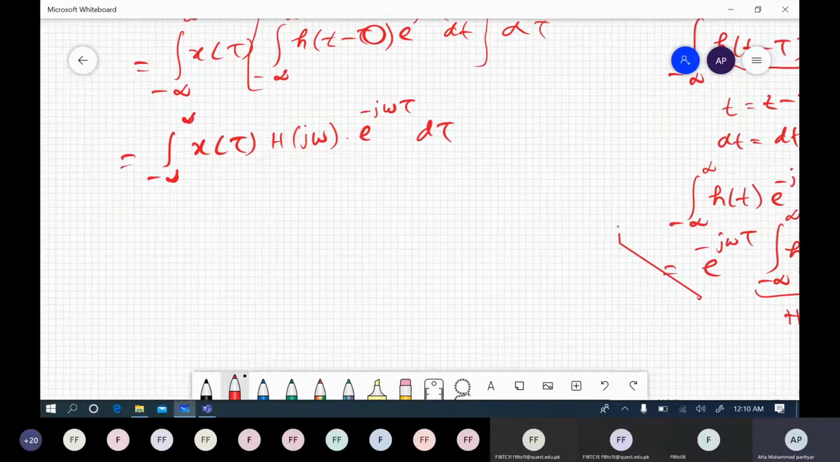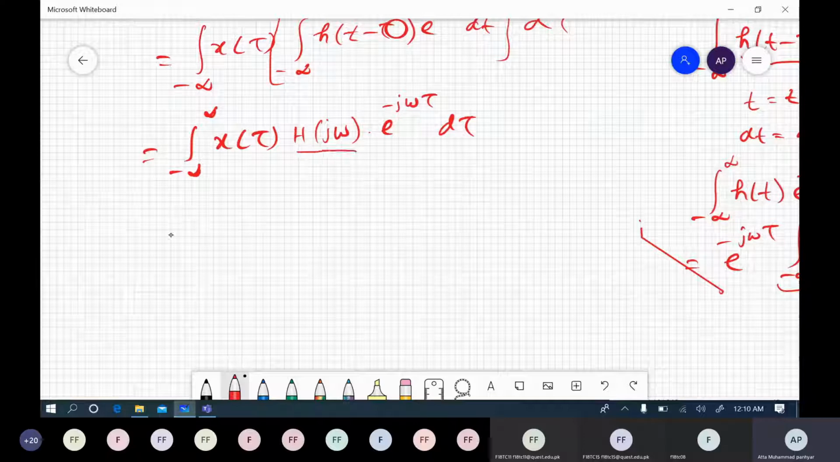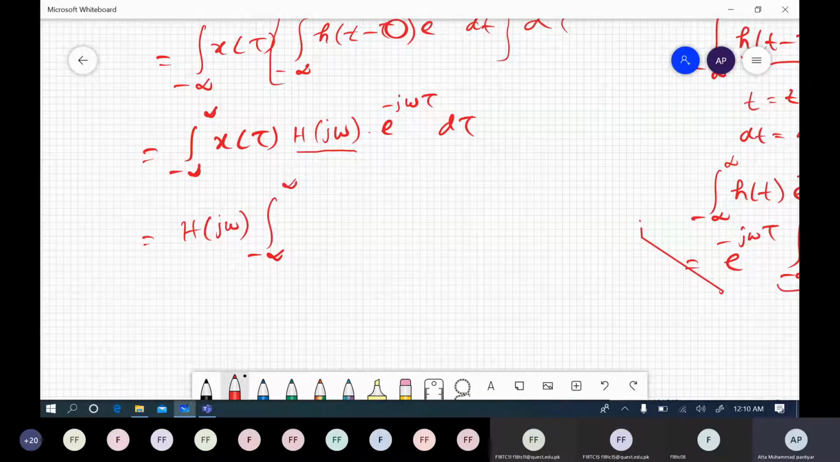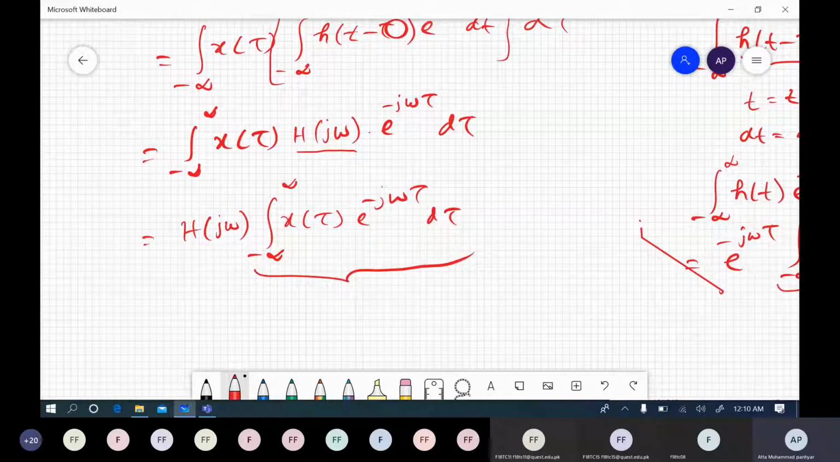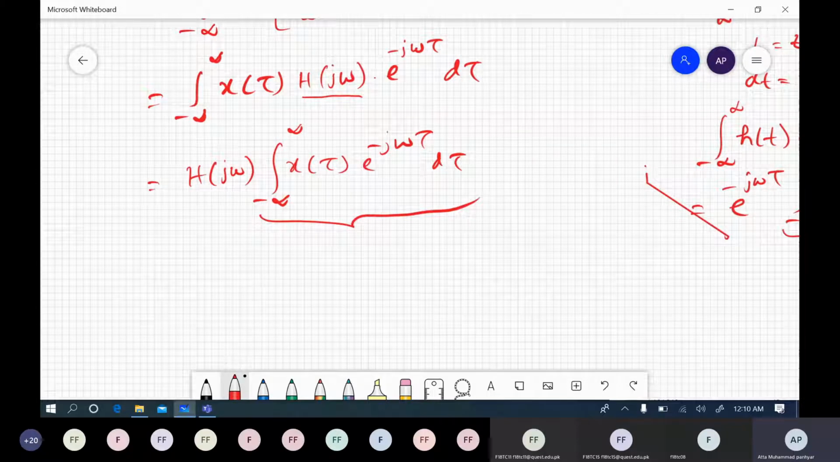tau. Okay, now this h of j omega is not integrated. This must be treated as coefficient. So h of j omega, from minus infinity to infinity, x of tau e to the power minus j omega tau d tau. Now you can see this is again Fourier transform of, if you compare this with x of j omega, minus infinity to infinity, x of t e to the power minus j omega t dt.